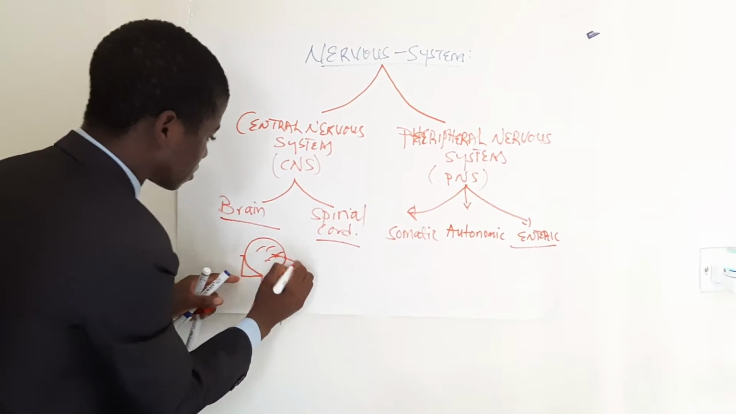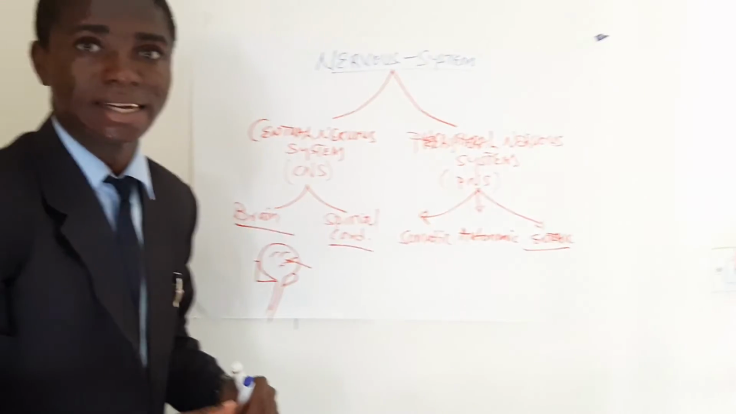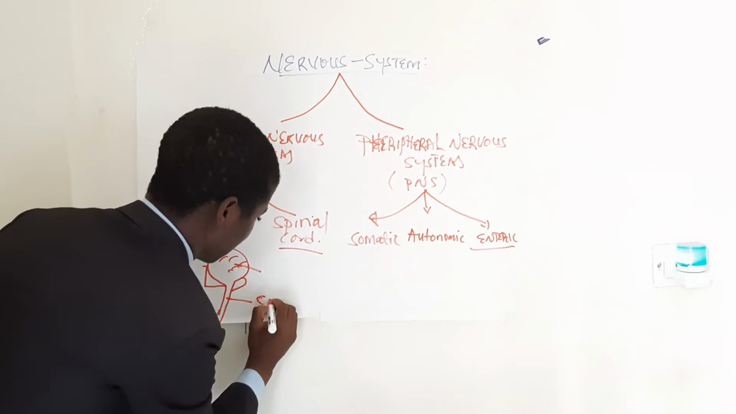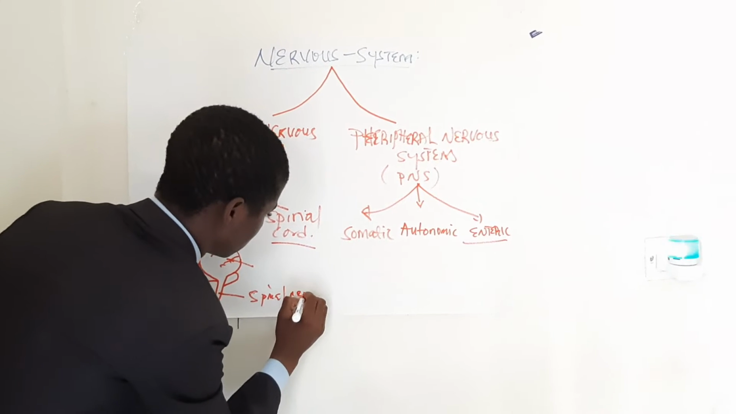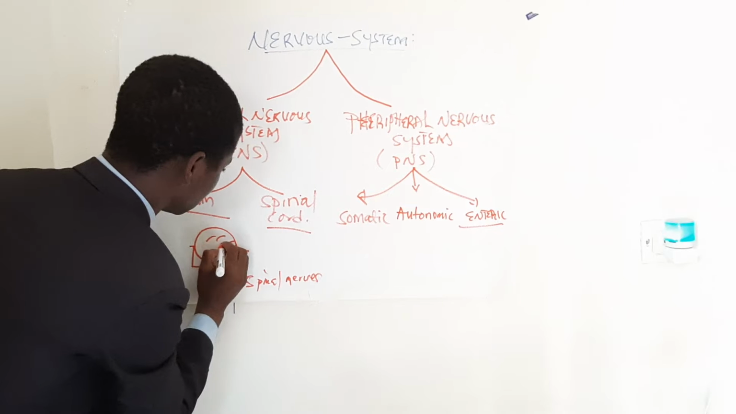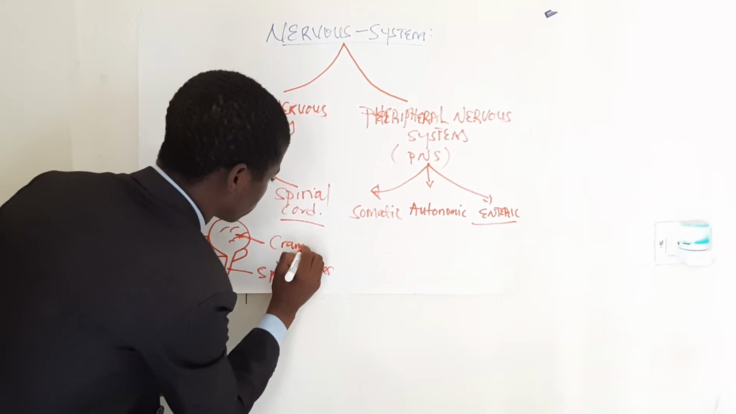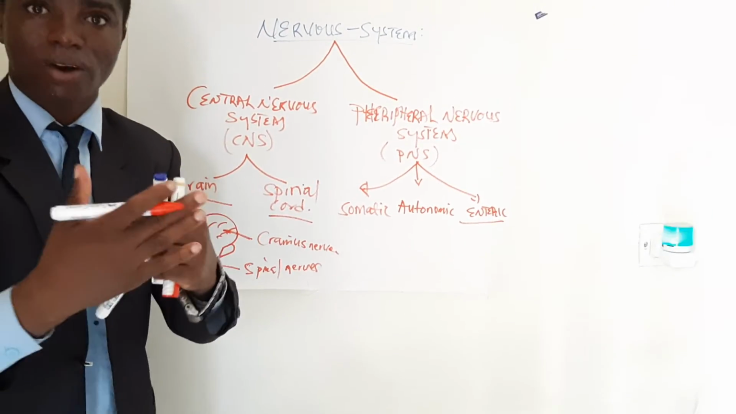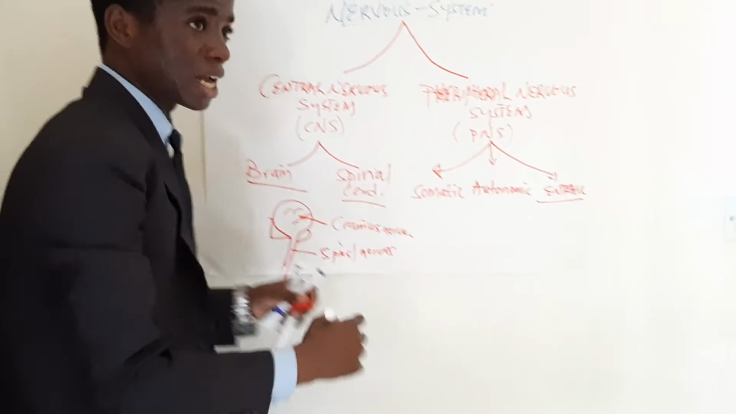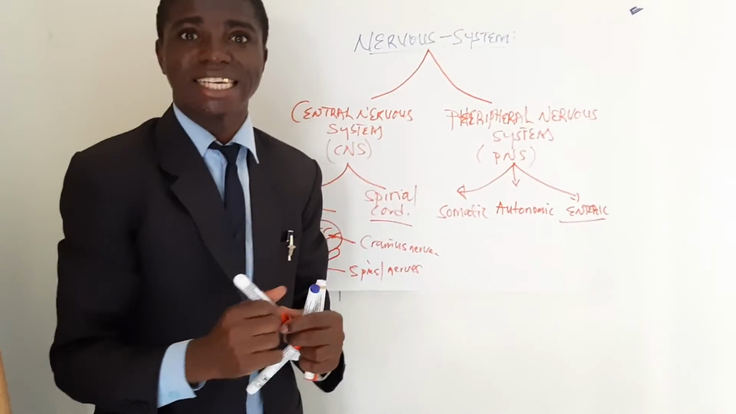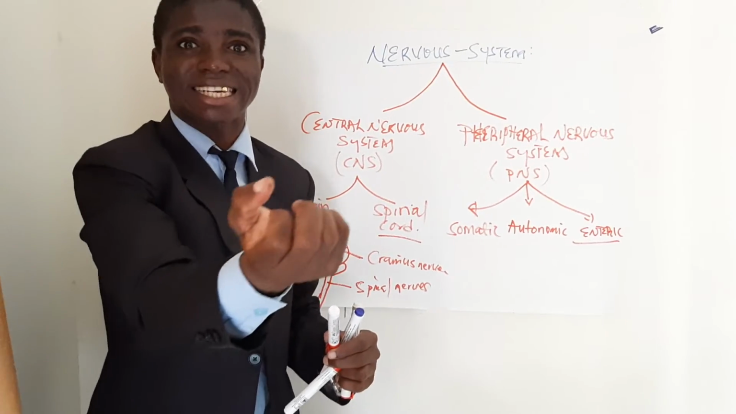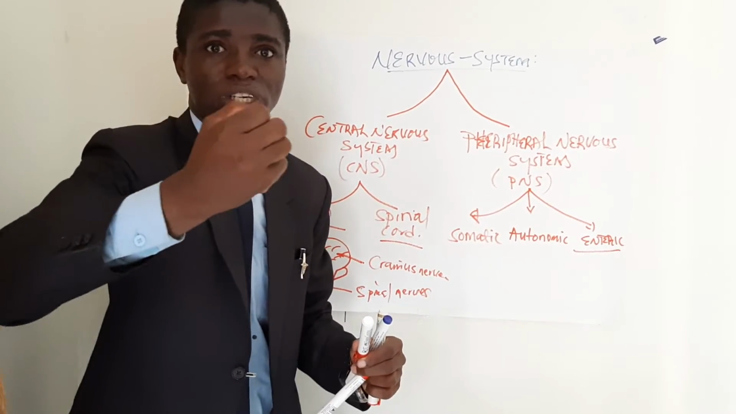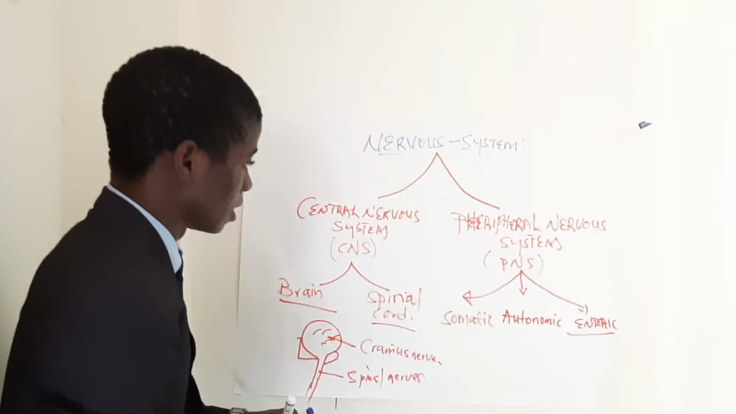The spinal cord has what are called spinal nerves, and the brain has what are called cranial nerves. But both of them are interconnected, that is, coordinated together. The brain has what are called afferent and motor neurons. The afferent neurons carry the information from the body to the brain, and the motor neurons carry the information from the brain throughout the body.